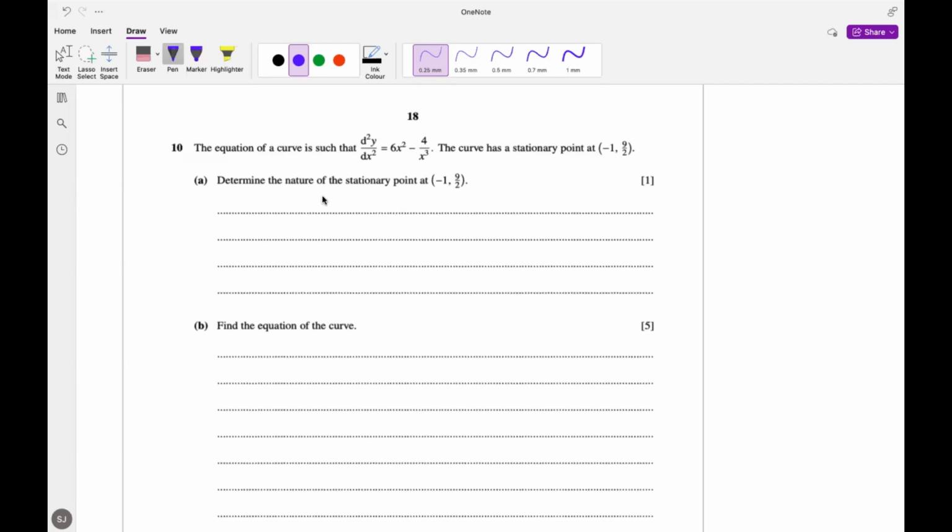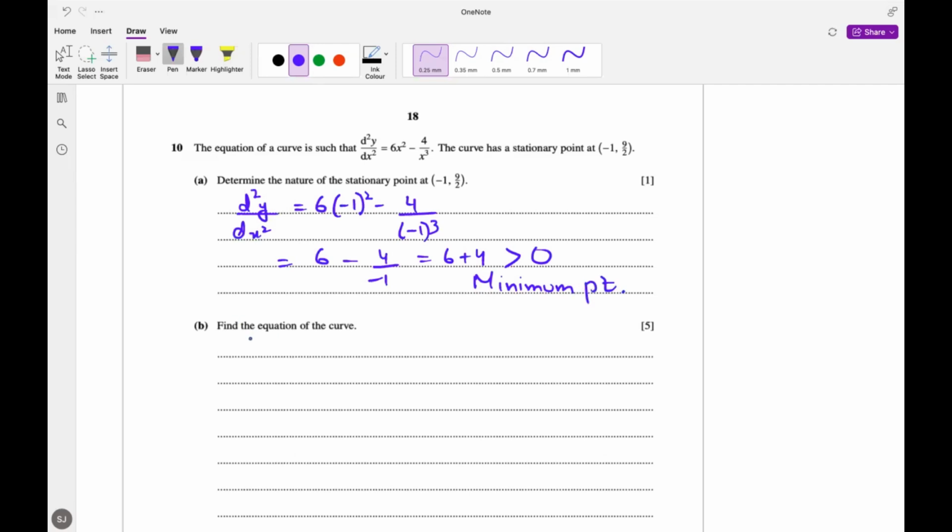So for the nature, we'll substitute the value of x into the double derivative. If it is greater than 0, it will be a minimum point, and if it is less than 0, it will be a maximum point. So substituting x equals -1, we will get 6 into (-1) squared minus 4 upon (-1) cubed. So this will become a plus 1, and minus 4 upon minus 1 will make it 6 plus 4. As this is greater than 0, this means it will be a minimum point.